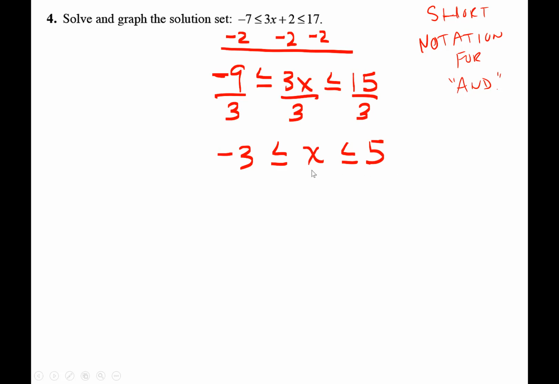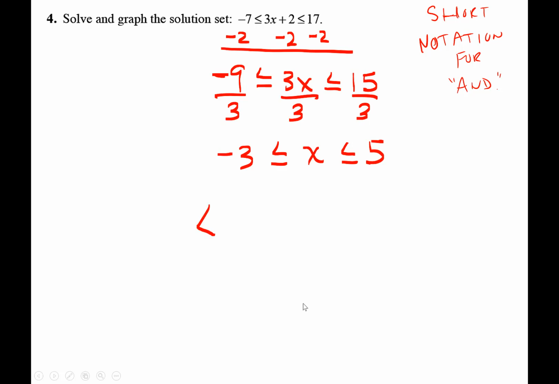Boom, there it is. Now, the cool thing about short notation, you don't have to do 3 separate graphs. You are done. This actually tells you exactly what to do. It says this, and let me read it to you just in case it makes a little sense here. You're saying -3 is less than or equal to the number that you want, and the number that you want is less than or equal to 5. So x is caught between sort of this -3 and +5.